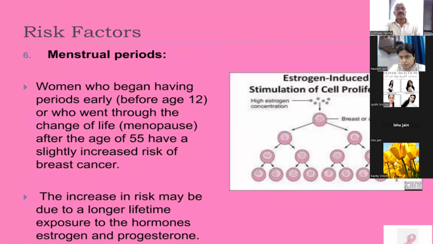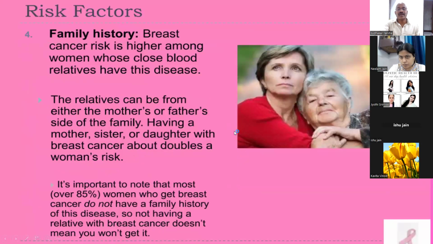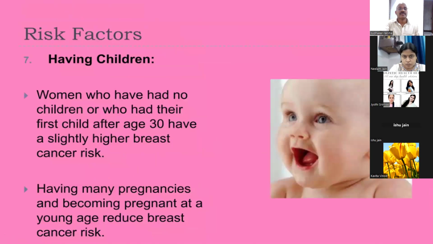So for first degree family relatives, when the mother has a breast carcinoma history, the children are twice more predisposed to develop breast carcinoma. Even then, 85% of breast carcinomas do not have a family history. That means even if you do not have a family history, we may still develop breast carcinoma.